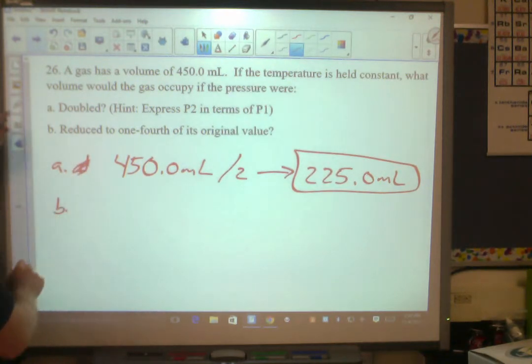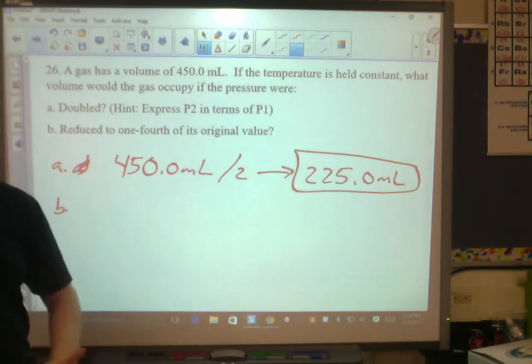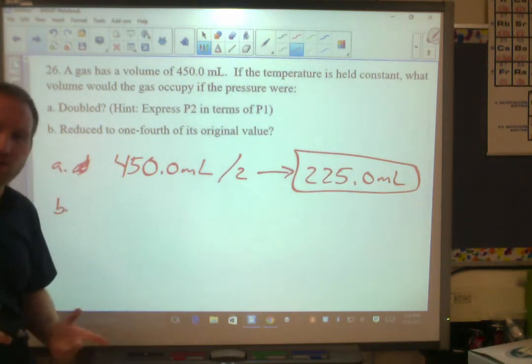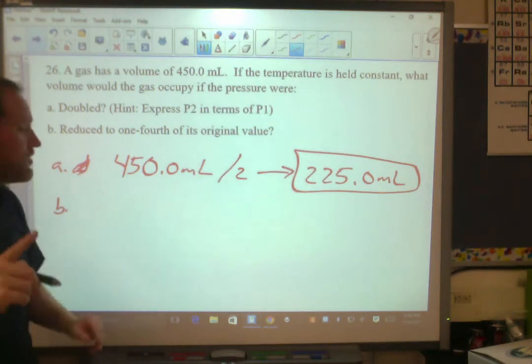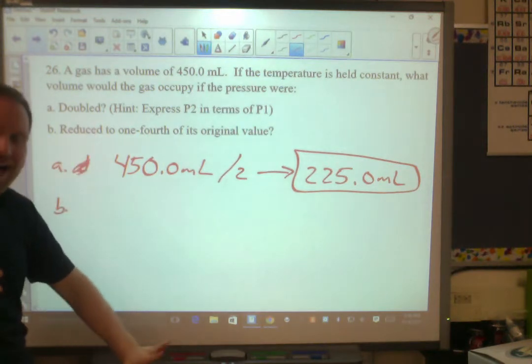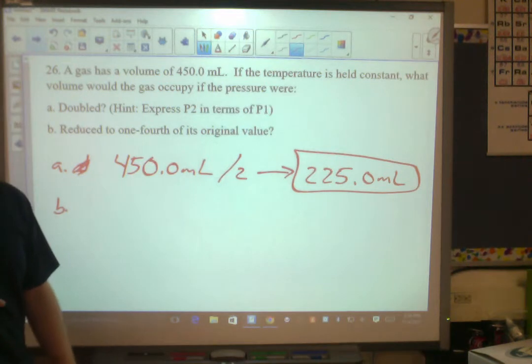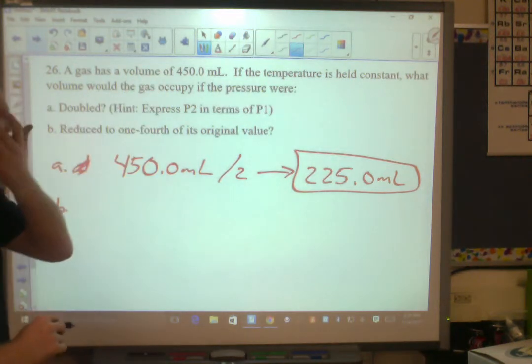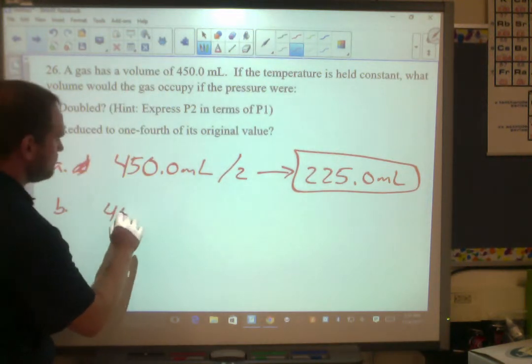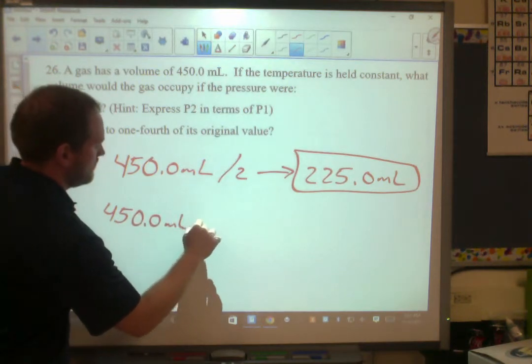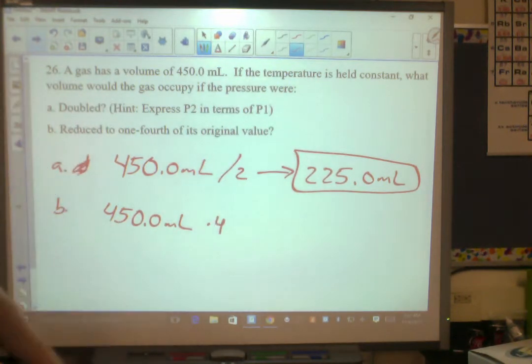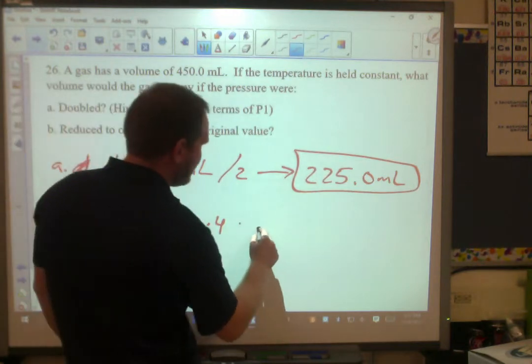For letter B, if I want the pressure to be reduced to 1/4, what do I have to do to the container or the volume? Make it go bigger. So if the pressure is going down to 1/4, I have to quadruple the size of my container. So it's going to be 450.0 times 4. Times 2 would be 900, so times 4 is going to be 1800.